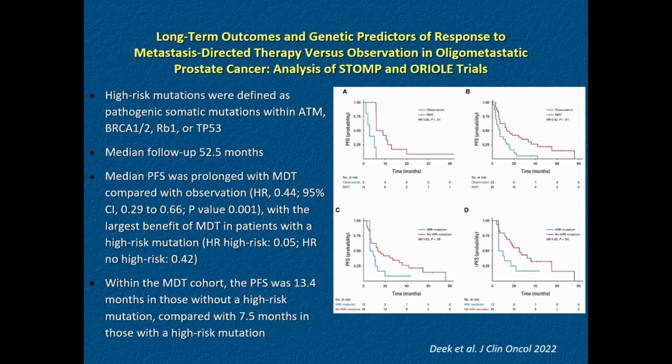And this was just a follow-up study of a combination of the STOMP and ORIOLE studies that I just showed you, the STOMP from Belgium, the ORIOLE that was led out of Hopkins. And here, it just showed a benefit, but also a benefit in patients who had high-risk mutations, so homologous recombination deficient mutations and so forth.